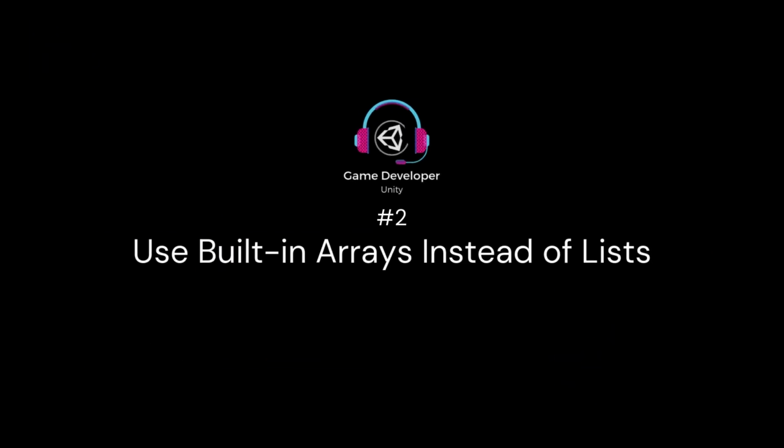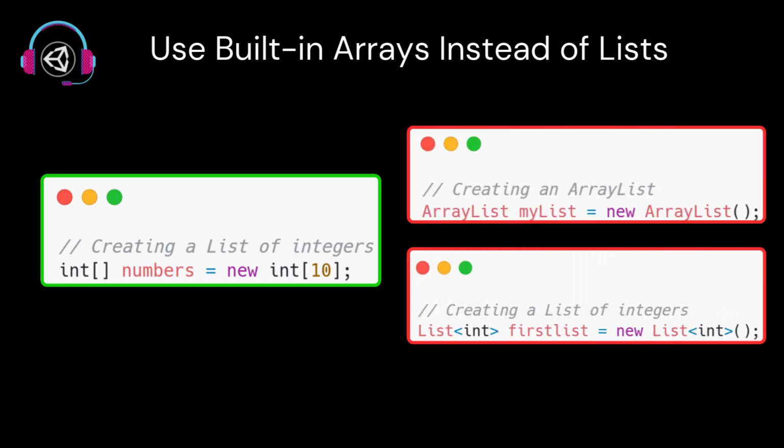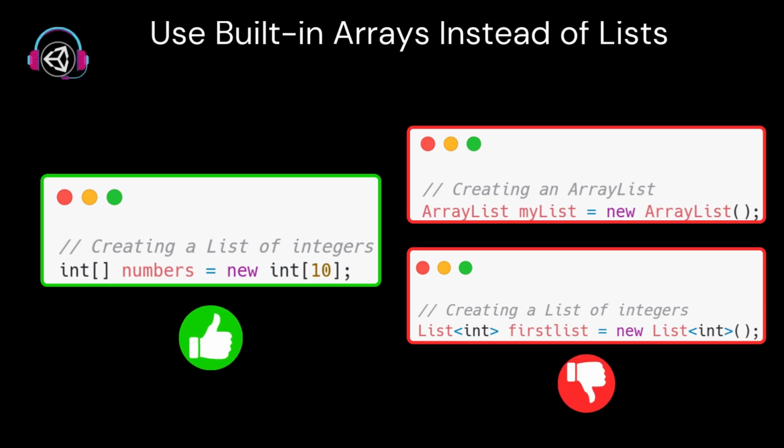Tip number 2: use built-in arrays instead of lists. If you know the size of your data, use arrays instead of lists for better speed. The ArrayList and List classes have more flexibility than built-in arrays. This is because they grow when you insert more elements. However, they are slower than the built-in arrays.